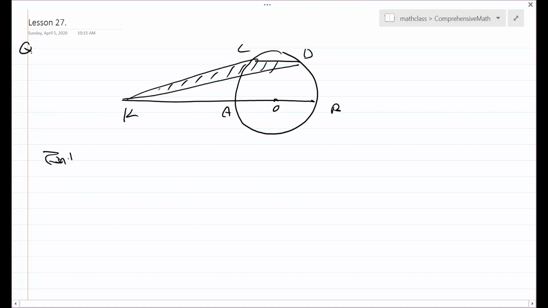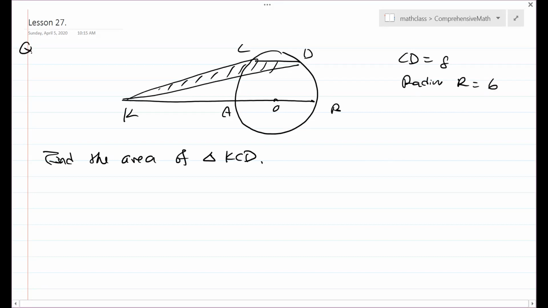Find the area of the triangle KCD, and given the information, CD equals 8. The radius is going to be 6. And we also get KA equals 12. So think about that. I guess you already did the problem, but I gave you time to look at it again.